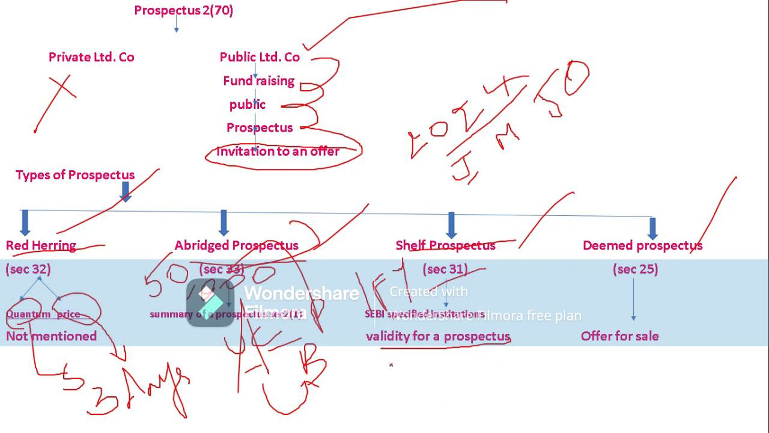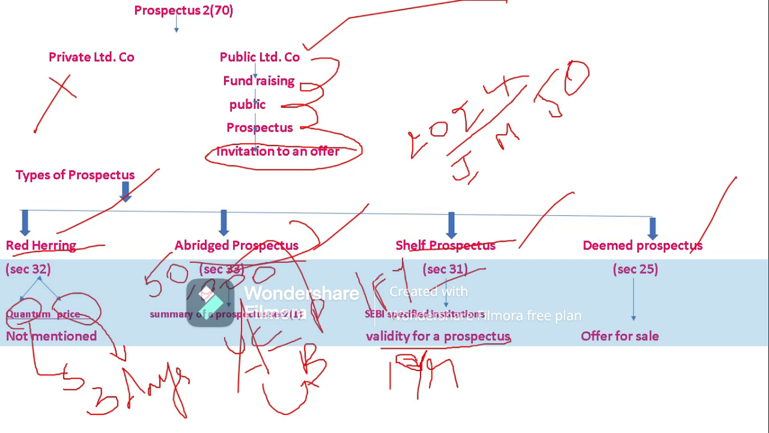Validity means a maximum of 1 year. It has validity for a maximum of 1 year. Like, for example, we recharge our phone for 3 months, 6 months, and after the recharge validity completes, we again recharge our mobile. Likewise, a shelf prospectus document will be given for 1 year.